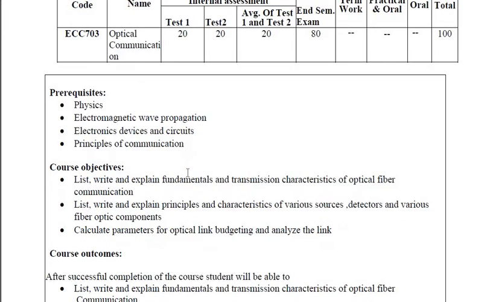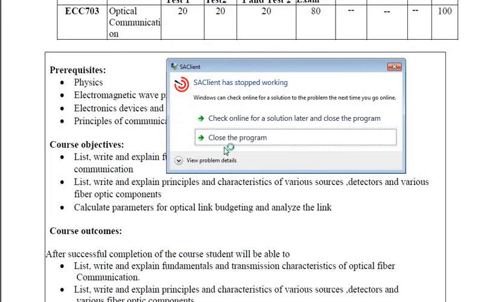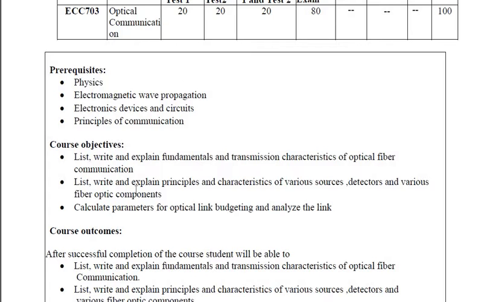The main course objective of this syllabus is students will be able to list, write and explain the fundamentals and transmission characteristics of optical fiber communication, as well as explain the principles and characteristics of various sources, detectors and various fiber communication components. Calculate the parameters for optical link budgeting and analyze the link.